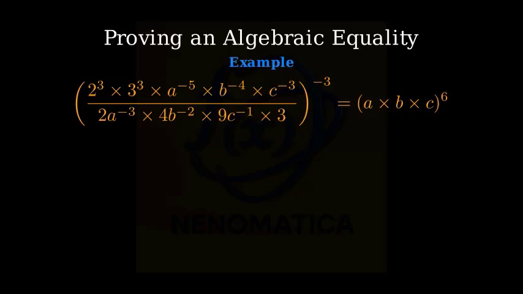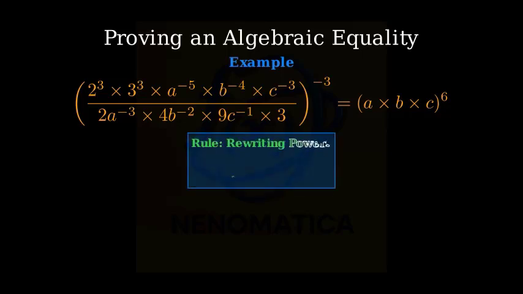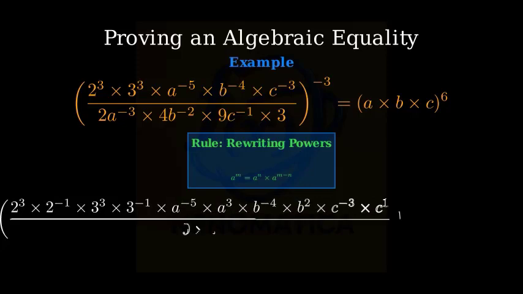First, let's simplify the expression inside the parentheses on the left side. We'll rewrite terms to make the calculations easier. Notice that 2 appears twice, and 3 appears multiple times in the expression. We can rewrite 2 to the power of 3 as 2 times 2 to the power of negative 1. Similarly, we can rewrite 3 to the power of 3 as 3 times 3 to the power of negative 1.